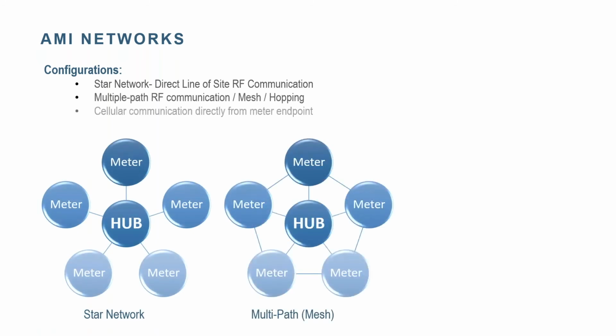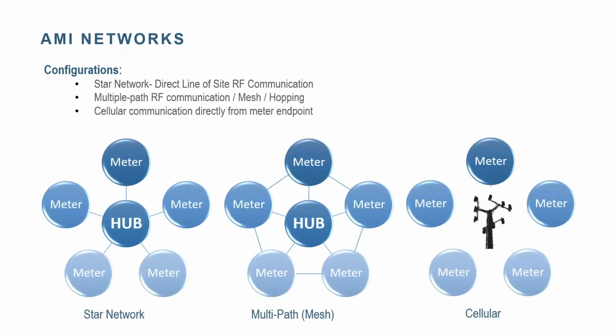So there are three different types of AMI networks. The first type, used by most AMI manufacturers today, is the star network. The star network uses a direct line of sight radio frequency communication structure. The star network has hub data collectors that communicate with meter endpoints individually. These meter endpoints transmit data to the collector, and all data has to pass through a data collector before being sent to the AMI server.